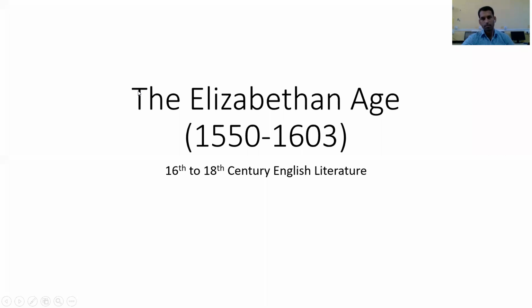Hello friends, today we are going to learn about the Elizabethan age. The time span of the Elizabethan age is 1550 to 1603. This topic is included in the TYBA syllabus, Paper 4, Unit number 1. Paper name is 16th to 18th century English literature. In this paper, this topic is included.